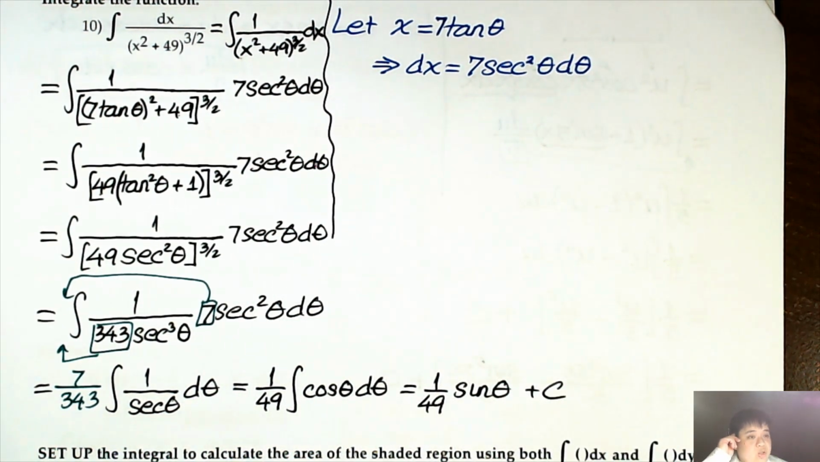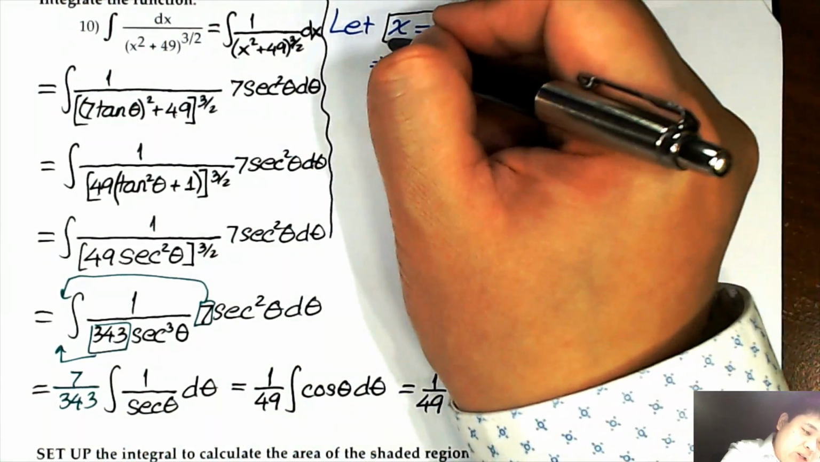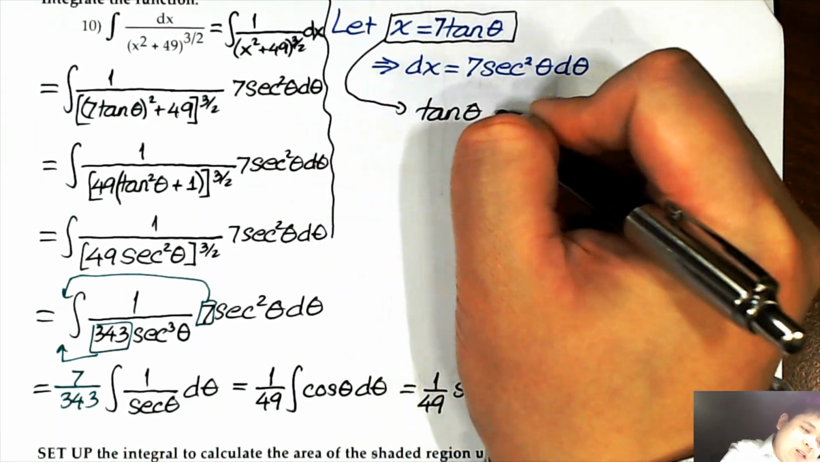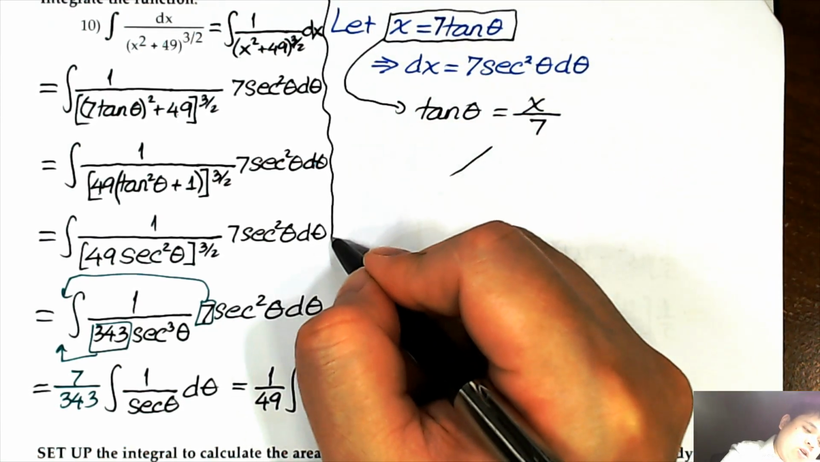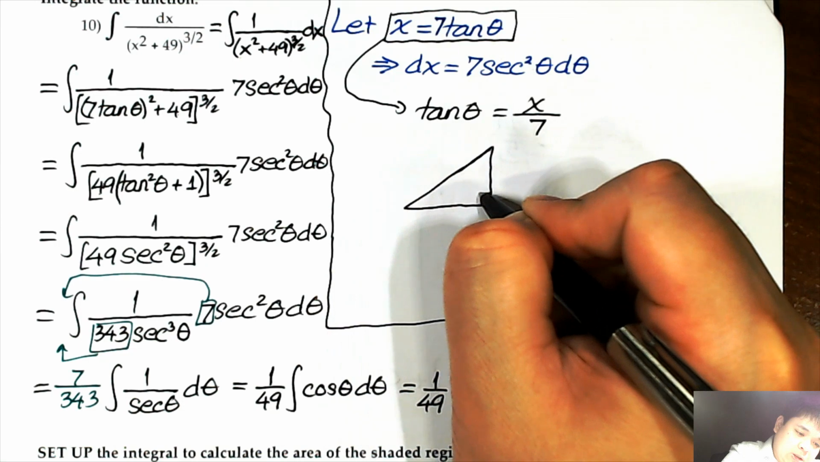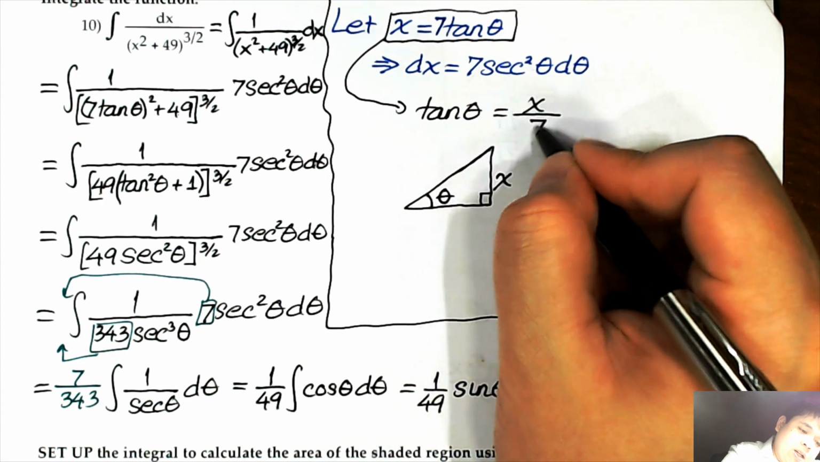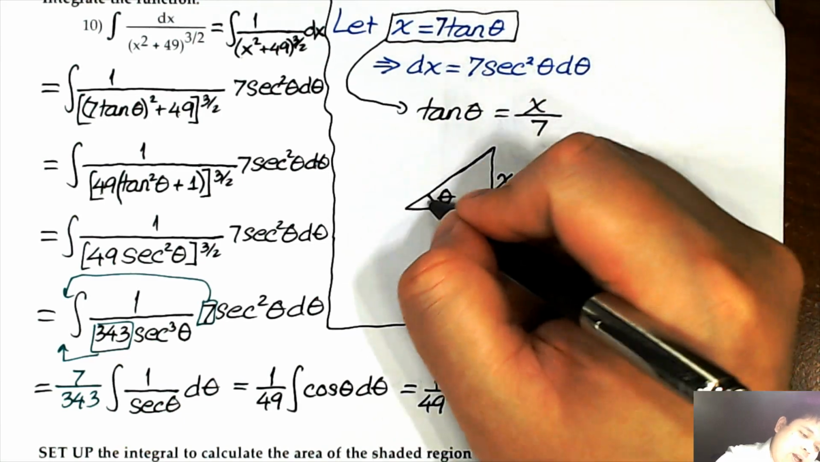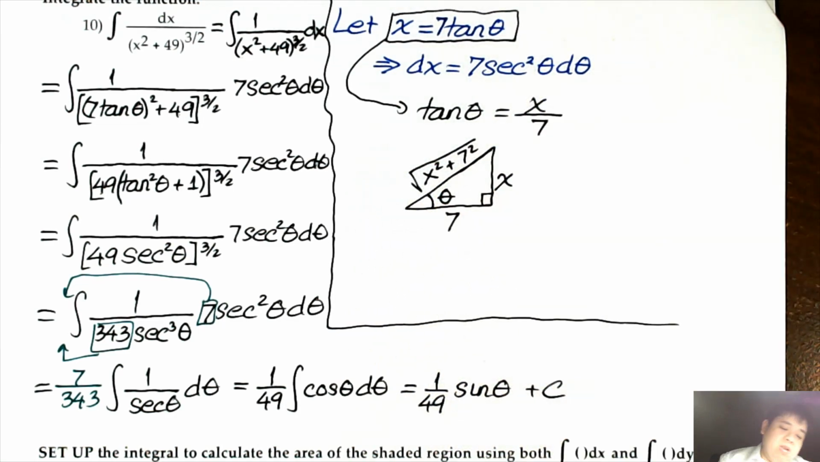Right. All we need to determine is what is sine. We don't know that, but we do know x equals 7 tangent of theta. So tangent of theta equals x over 7. We can draw a triangle. x is the opposite, 7 is the adjacent, and the hypotenuse. By the Pythagorean theorem, we have the square root of x squared plus 7 squared, or x squared plus 49.